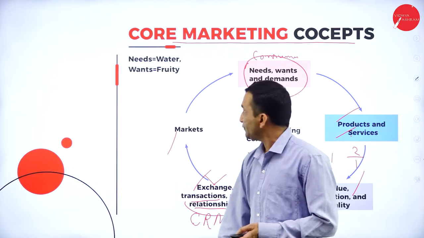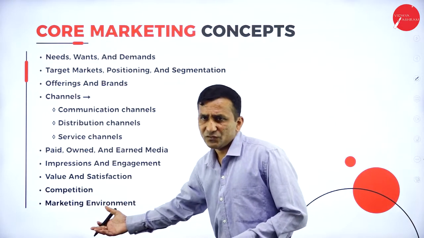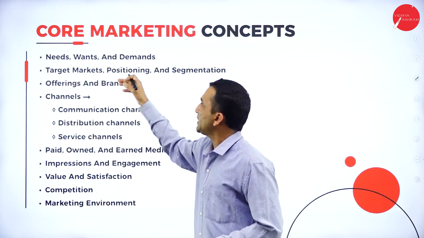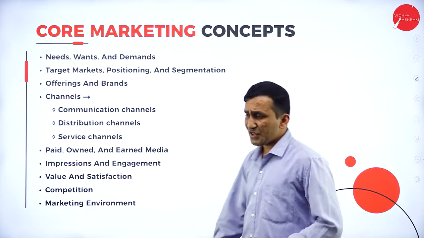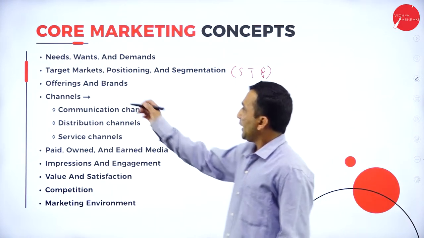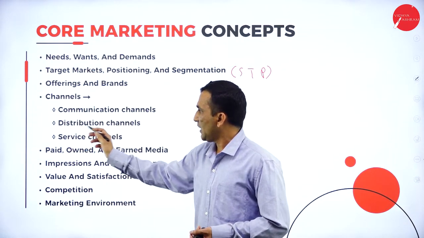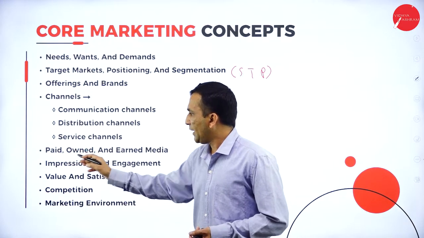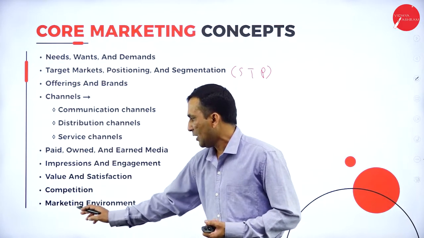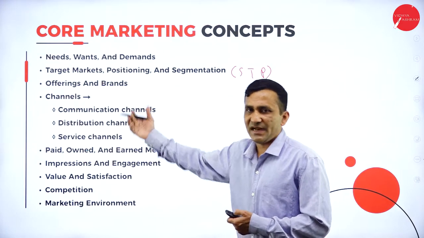So, coming slide. These are the core marketing concepts. Now many have been added, so we need to remember all these things: need, want, demand, target market, positioning and segmentation, so simply I can write here STP. Then offering and brand, the channels: communication channel, distribution channel, service channel, then paid, owned and earned media, engagement, value and satisfaction, competition, marketing environment. I will discuss them one by one in the coming slides.